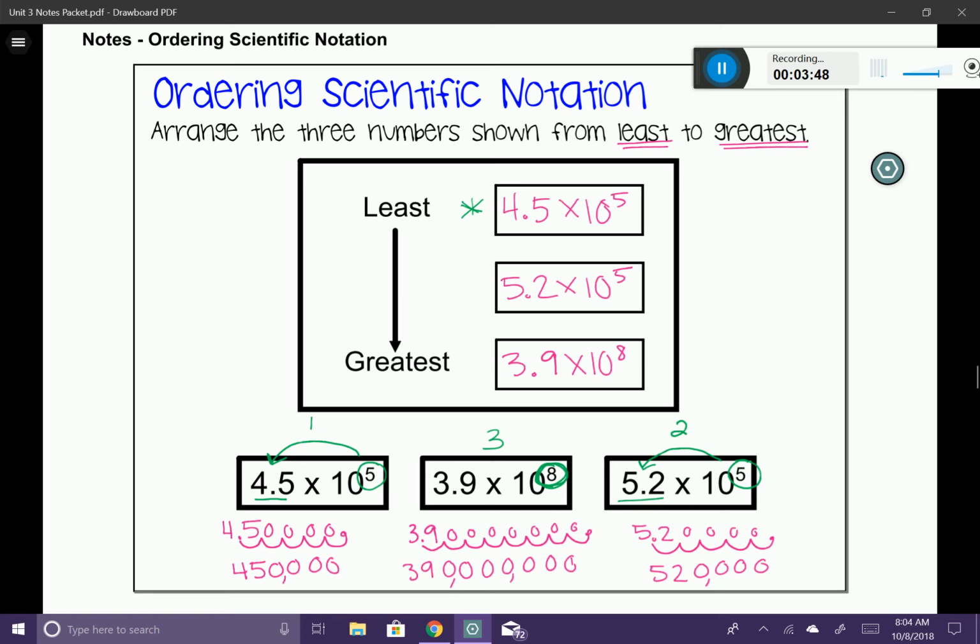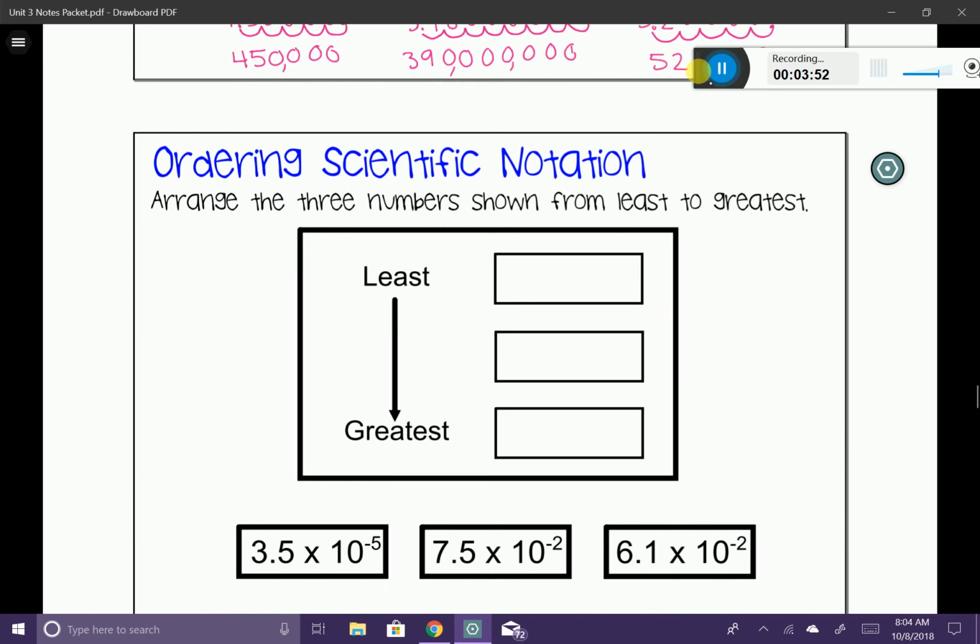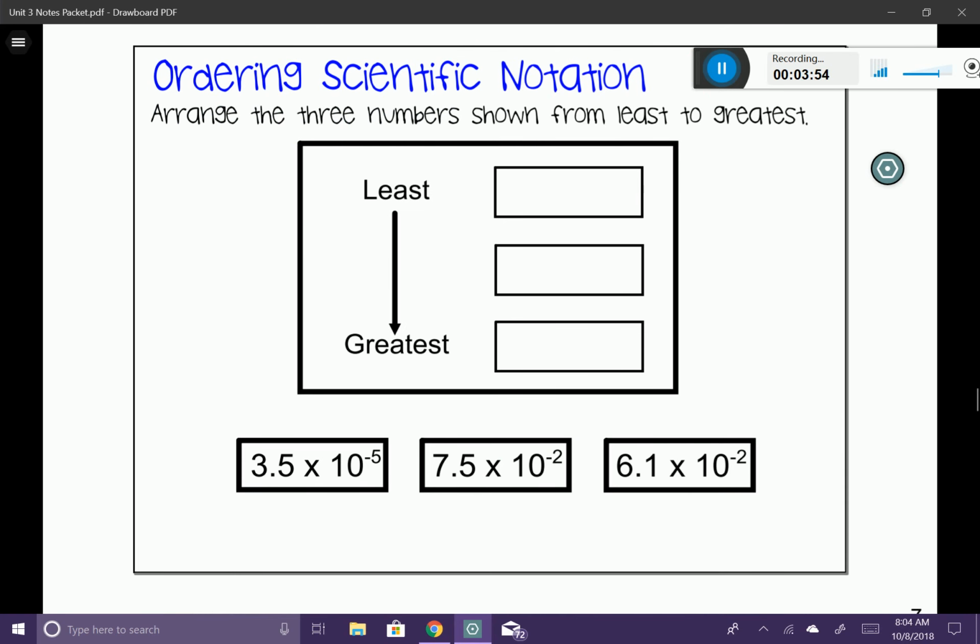All right, let's go ahead and look at another example that's a little bit more challenging. I still have the same question being asked. It says arrange the three terms from least to greatest. So let's go ahead and just do that little tool that I just showed you. Let's just go ahead and look at the exponents. I have -5, I have -2, and I have -2.